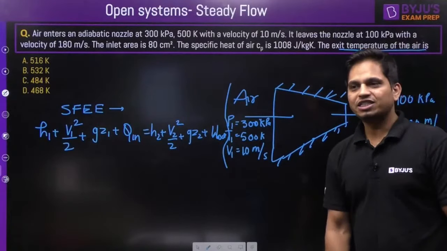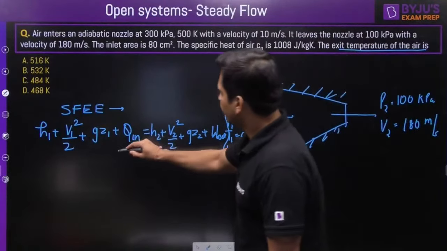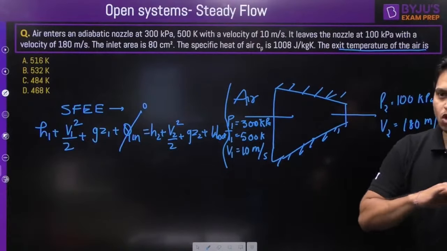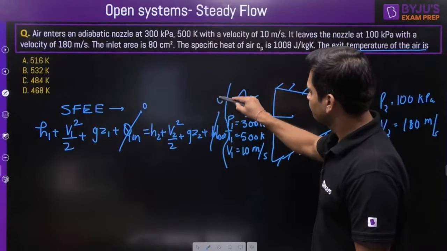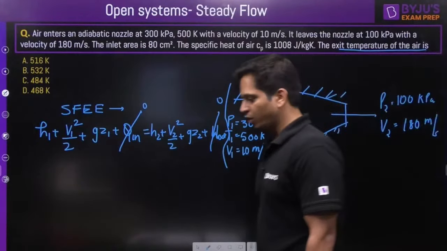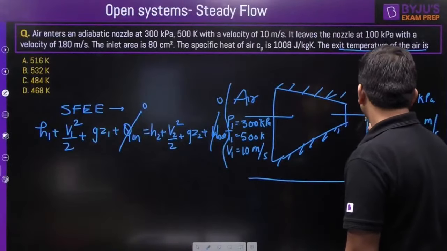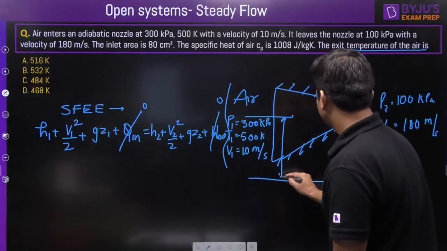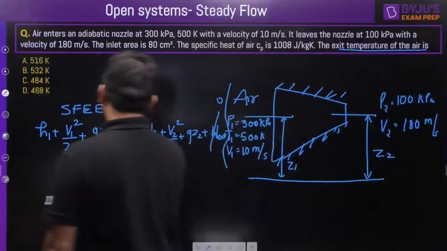Now, we all know that it's an adiabatic nozzle, so no heat transfer; this is 0. Is there any work output? No. In a nozzle, there is only fluid flow, so no work output. This is also 0. And I have to assume that there is no significant potential difference, the height is the same, so I can neglect this as well.